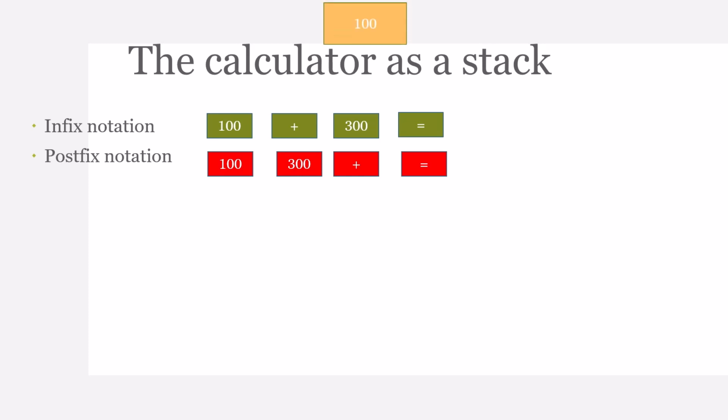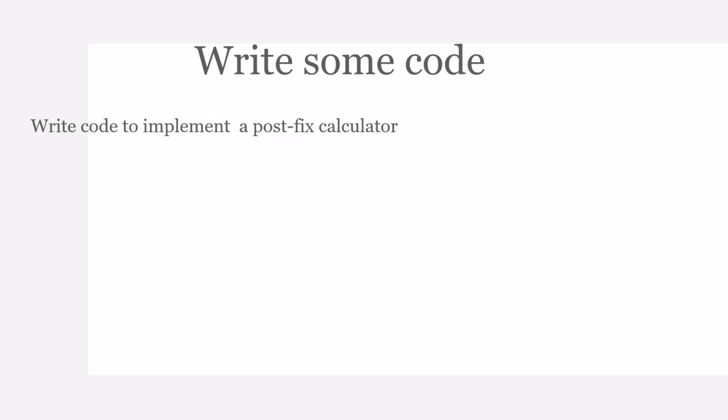Now how would this work in terms of a stack? Right, so we would have the first operand pushed onto the stack, then the second. Now the moment an operator is encountered, then these 2 values are popped off the stack, the operation is performed, and the result is then pushed onto the stack. Right, now keeping this in mind, let's write some code. So write code to implement a postfix calculator.